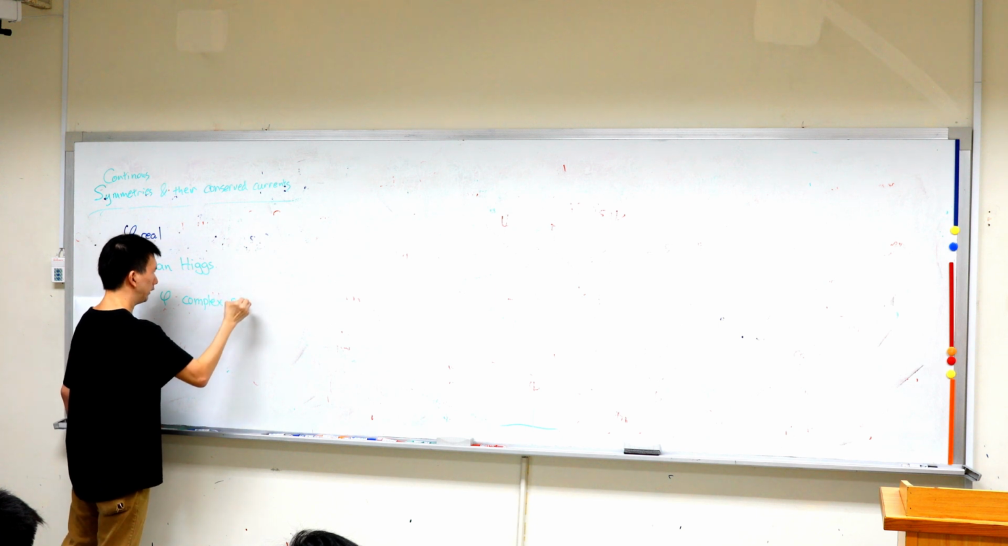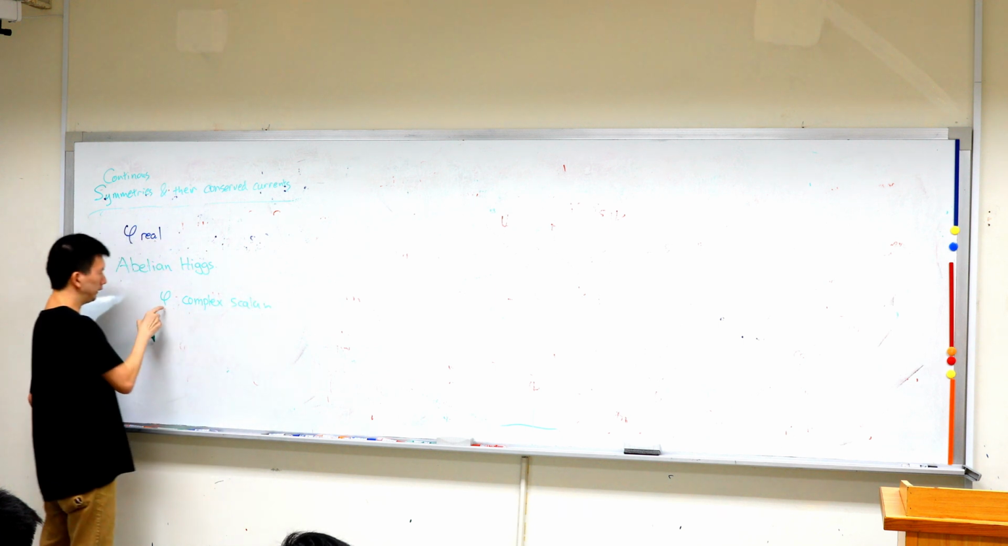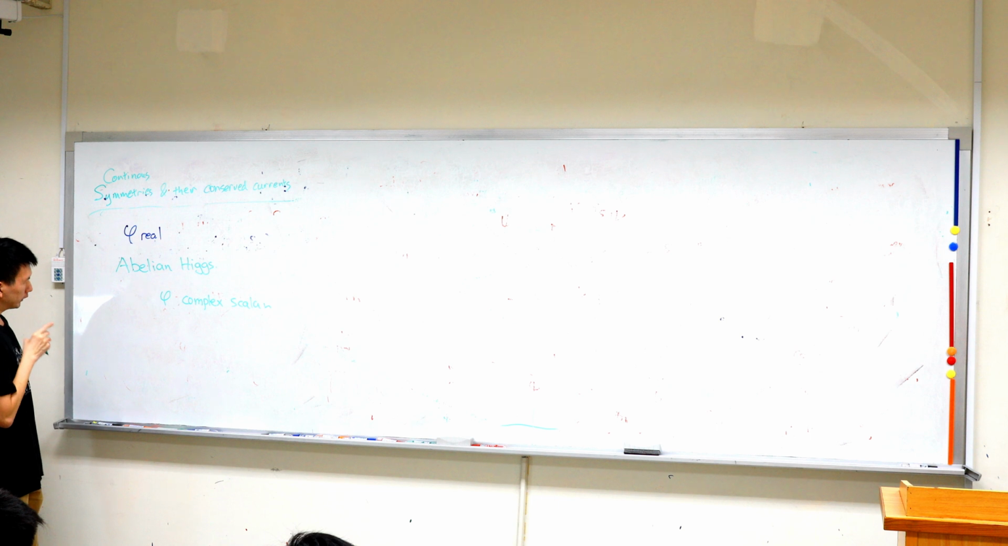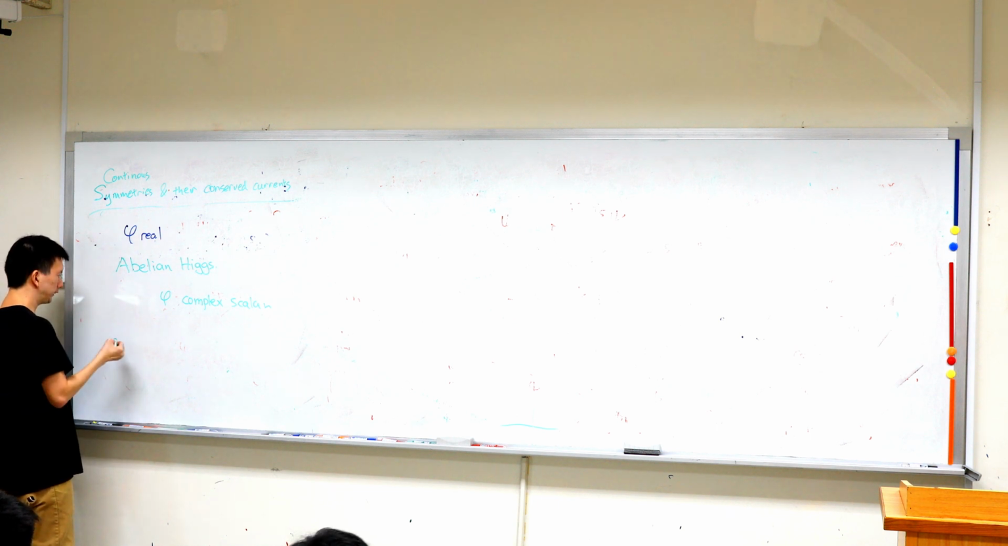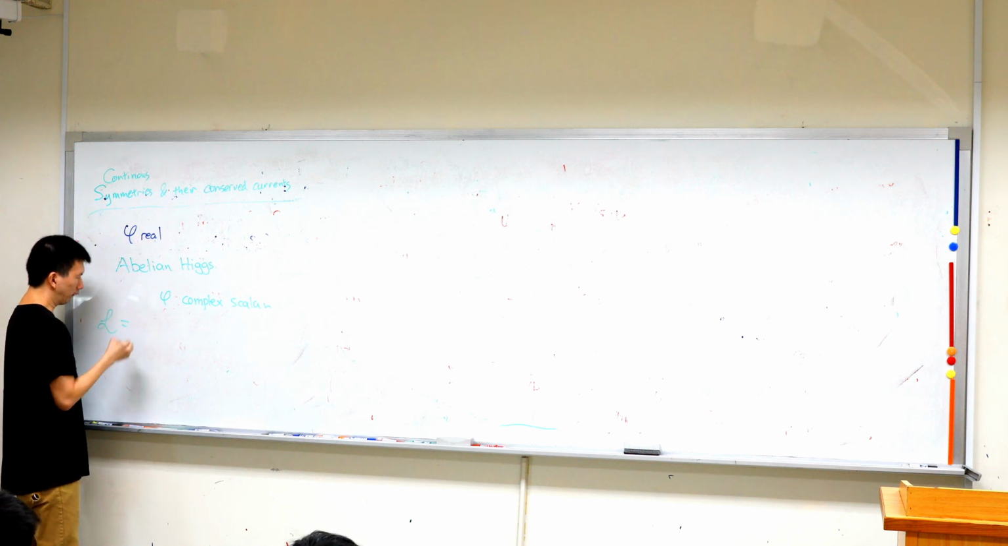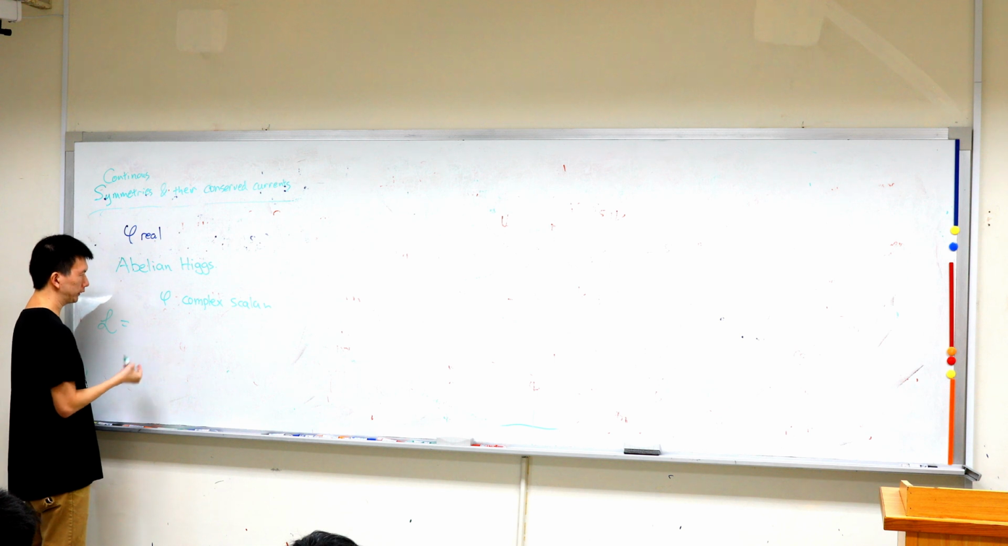And like I said, you need it to be complex because you want to impose local U(1) gauge symmetry on this guy. And so what you want to do is construct a Lagrangian, right? And what does a Lagrangian look like? It has to have derivatives. It's a scalar, so you need two derivatives.